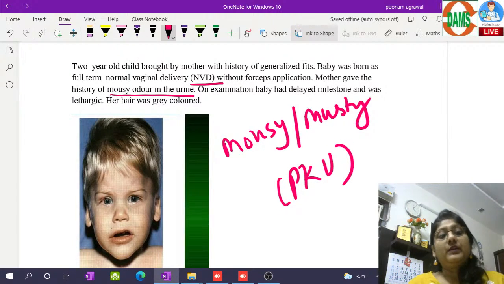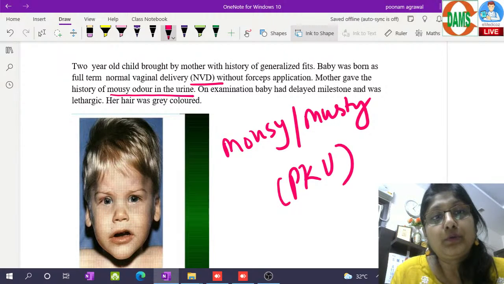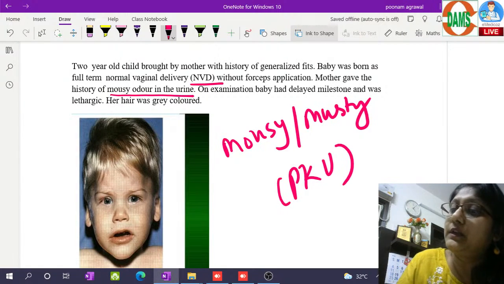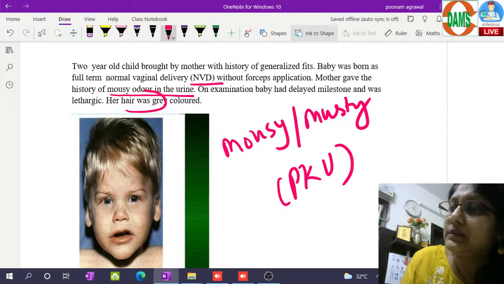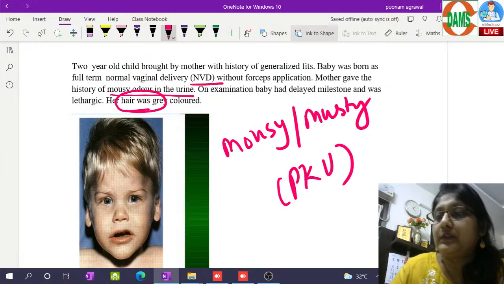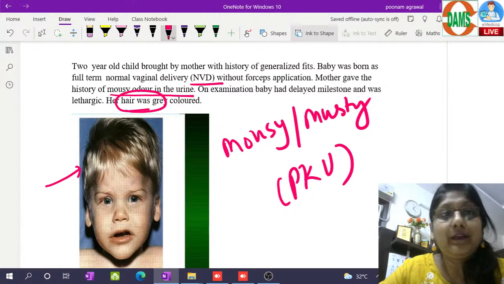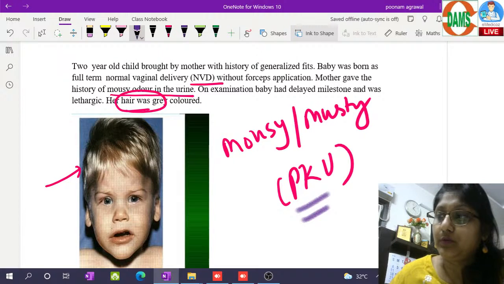So always remember the odor. A burnt sugar odor is branched chain ketonuria, and mousey odor, otherwise called musty odor, is seen in phenylketonuria. The baby shows delayed milestones and was lethargic. Hair was grey in color. This is a very catchy point. You can see in the picture, the hair is grey in color. So mousey odor urine, grey hair, and light colored skin are characteristic findings of PKU, phenylketonuria.